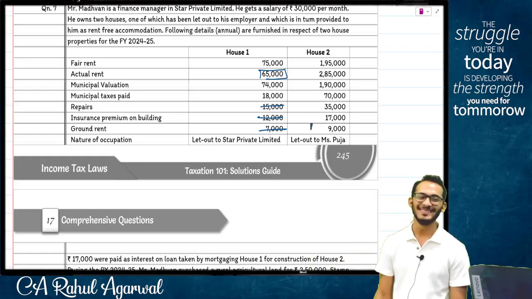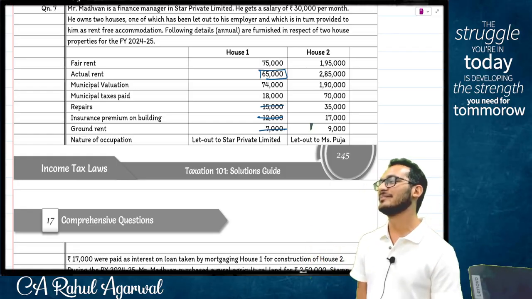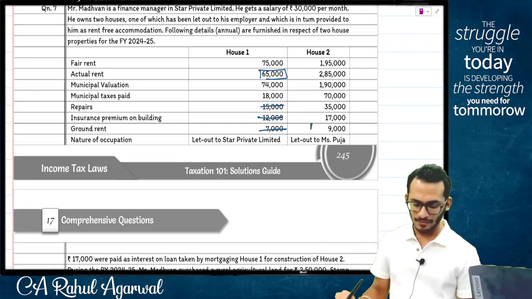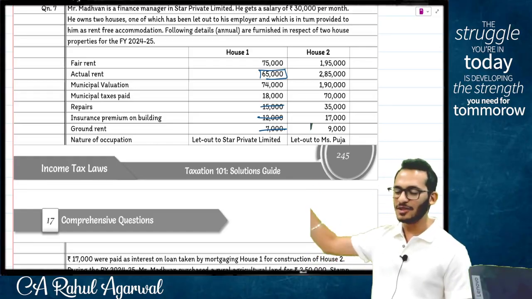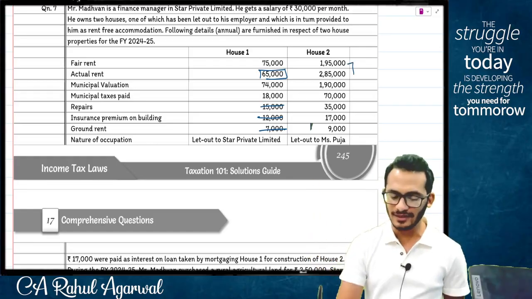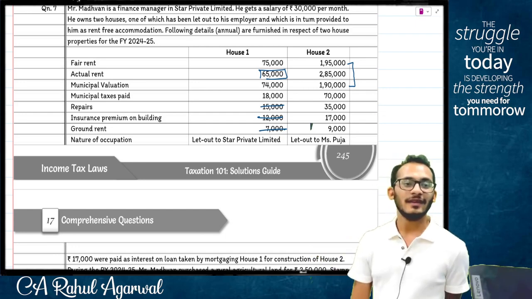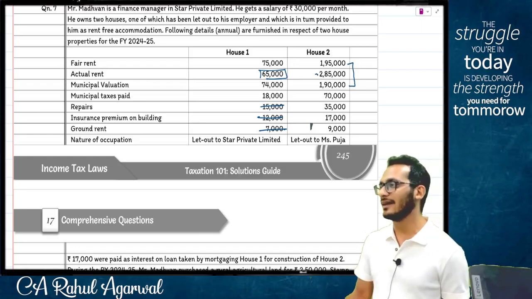Yes, sir. There is no interest on loan also. Read the question, you will get it. House number 2: 1,95,000 or 2,85,000, whichever is higher. 1,95,000 versus actual rent, whichever is higher, and therefore again 2,85,000.